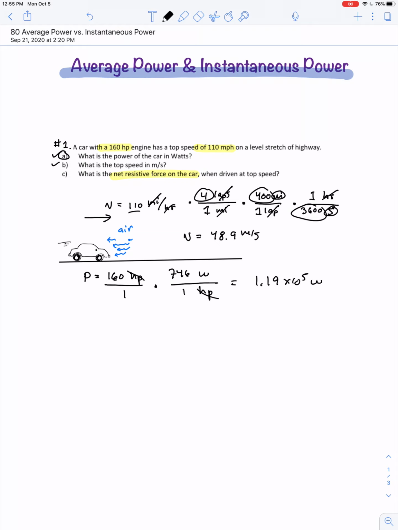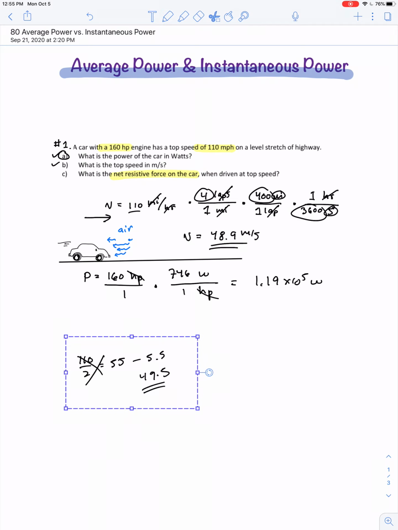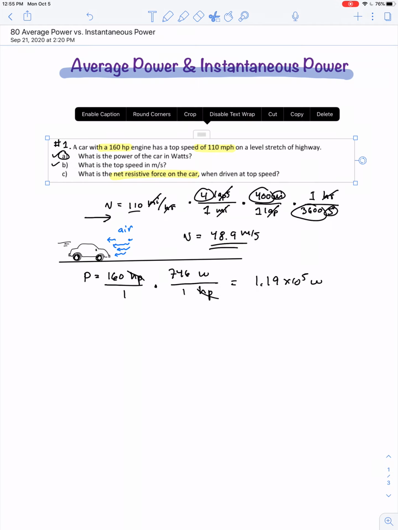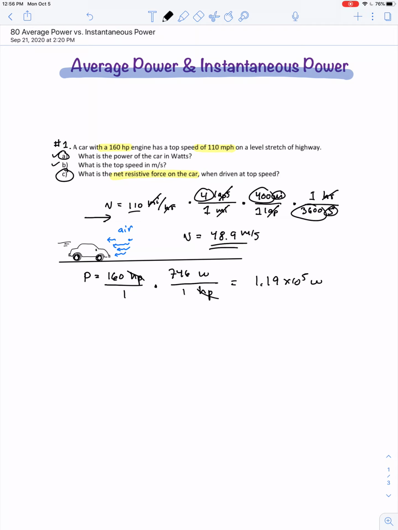And you might have learned a shortcut in the past. It says take the value in miles per hour, divide it by 2. So let's see, 110 divided by 2 would give us 55, and then subtract 10% from that value. So 55 minus 5.5 would have given us 49.5. That's not too far off from the more exact value of 48.9. So dividing by 2 and taking off 10% gives a decent approximation, but it'll always work out to do a correct unit conversion.